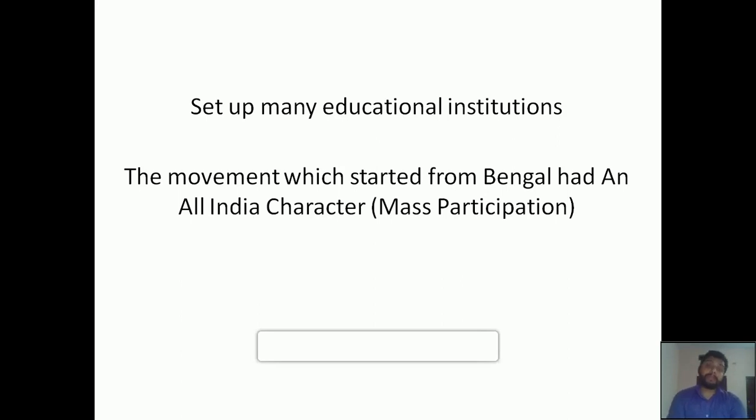But the assertive nationalist leaders told that it should not be limited only to Bengal. It should spread throughout the country, because they believed that only through mass participation, only through a mass movement, India will get freedom. So that's why they were able to achieve this particular interest. That means the movement slowly started to spread all over India. So it was another important achievement of assertive nationalist leaders.